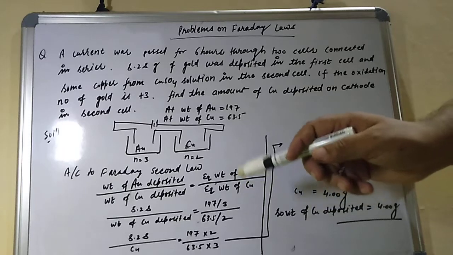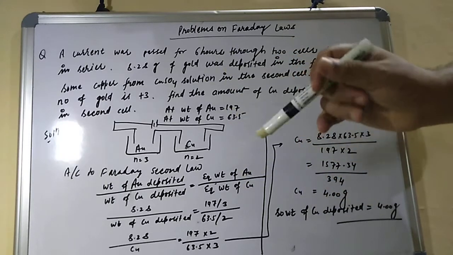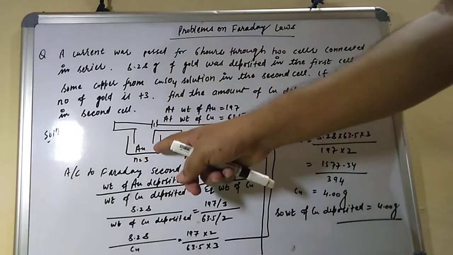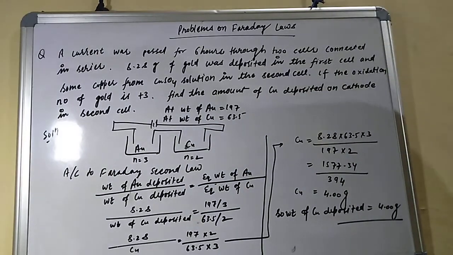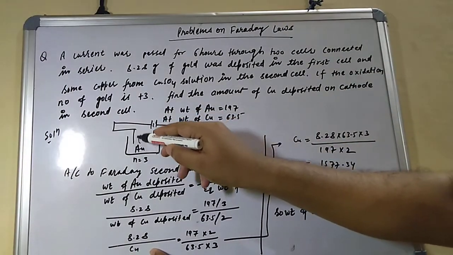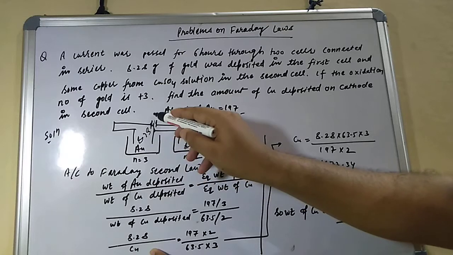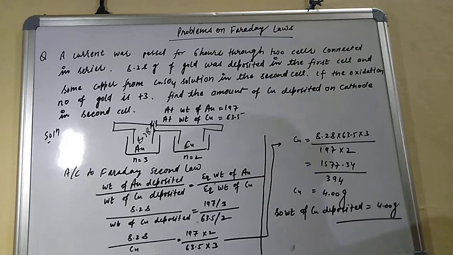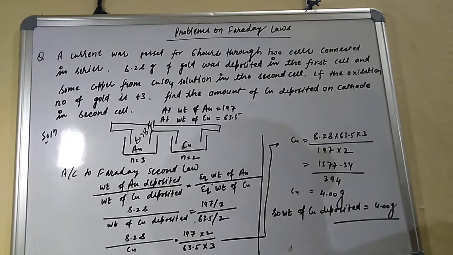So what they are saying is that two cells are connected in series and you are passing electricity for 6 hours. So 8.28 gram of gold is deposited. Here, the important information they have given is the n factor for gold, and that 8.28 gram of gold is deposited. They are asking for the amount of copper deposited, and we know that if cells are connected in series, we will apply Faraday's second law of electrolysis.